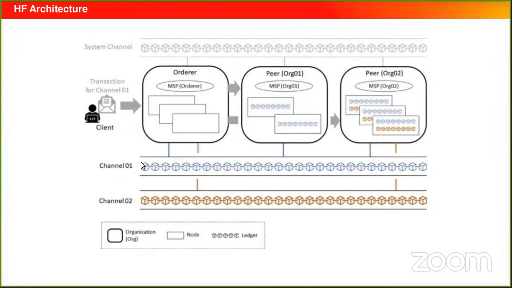Then you have two organizations that are part of channel 1. For channel 2, you only have a peer and the orderer. So basically, that gives you an idea. The system channel is like a main admin that is in charge of the whole thing, but then you can have multiple different channels, and each channel can have its own members and own policies.